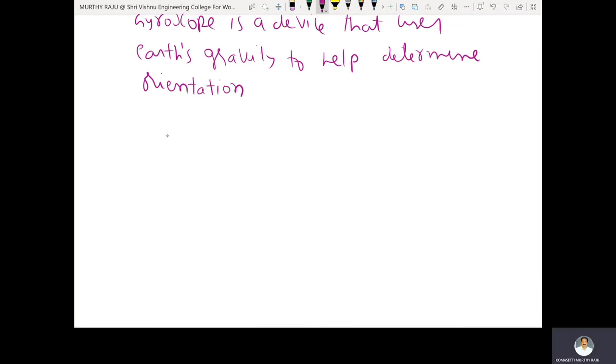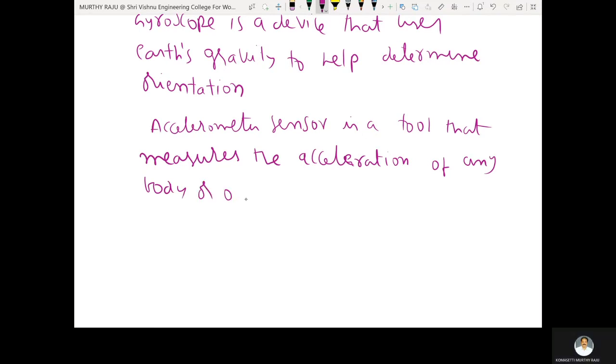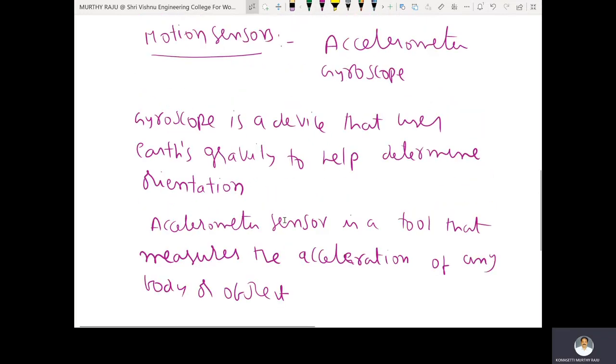Next one, accelerometer. The accelerometer sensor is a tool that measures the acceleration of any body or object. These are the two motion sensors.